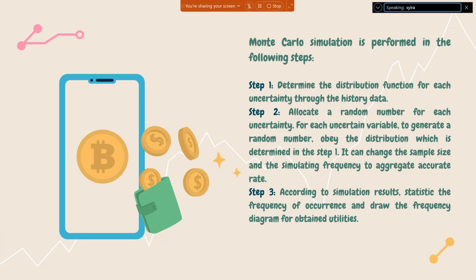Here are the steps for the Monte Carlo simulation performed in this paper. First step, determine the distribution function for each uncertainty through the history data. Second step, allocate a random number for each uncertainty. For each uncertain variable, generate a random number that obeys the distribution determined in step 1. It can change the sample size and the simulating frequency to obtain an accurate rate. And the last step is, according to the simulation result, count the frequency of occurrence and draw the frequency diagram for the obtained utilities.